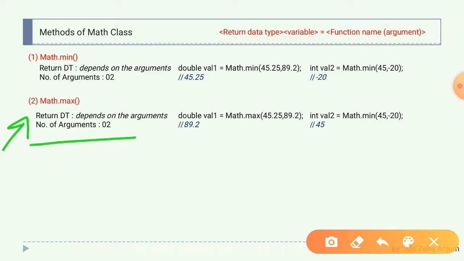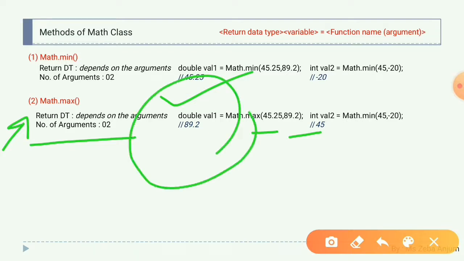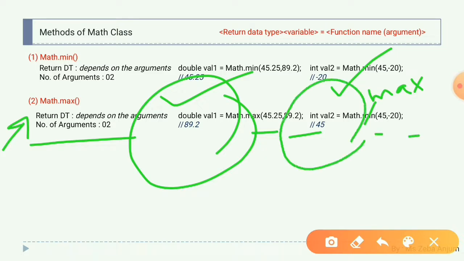Now see, over here the example Math.max of 45.25 and 89.2, you have to find out the maximum value, so obviously you will be getting 89.2. And in the second one, now you cut down min from there and write down max. So if you find out Math.max among 45 and minus 20, then you will be getting 45. So over here in the first example you are getting a double value, and in the second example you are getting an integer value.